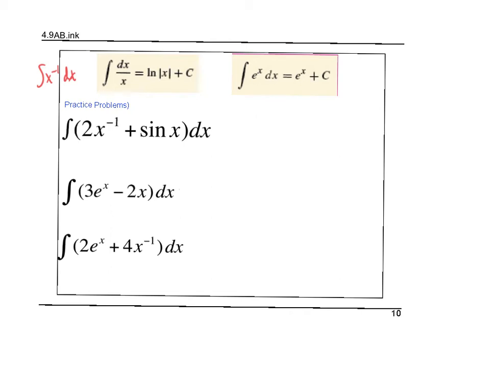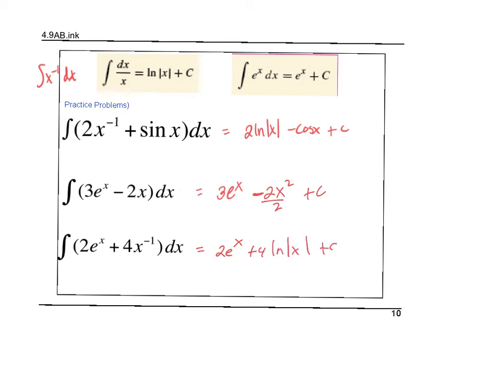So anytime you have an x to the negative 1 power, it returns to an ln. E to the x always derived and stayed the same, so same thing. It antiderives or integrates and stays the same. So this example would become 2 ln, absolute value of x, minus cosine x plus c. This one will become 3e to the x, minus 2x, which is just a linear term, so minus 2x squared divided by 2, plus c. And the last one, 2e to the x plus 4 ln, absolute value of x, plus c.